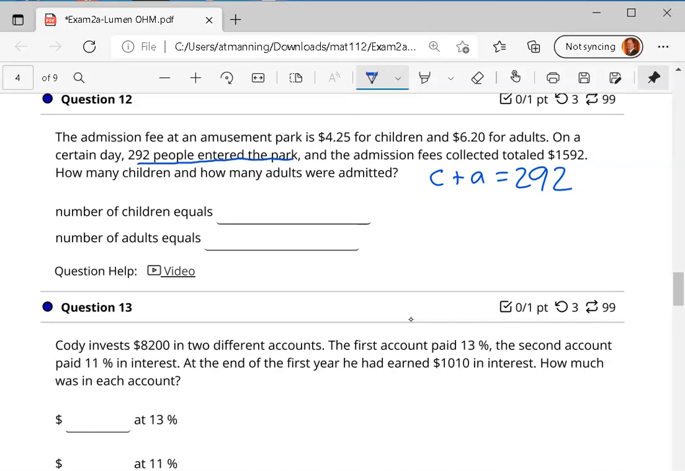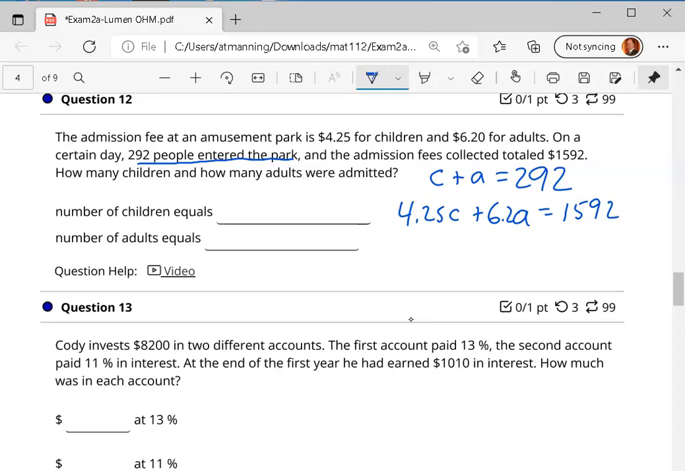From that, we get C plus A equals 292. And I know my total fees are $1592. And how are the fees calculated? It's 4.25 times the number of children plus 6.20 times the number of adults equals, what did I get? $1592.